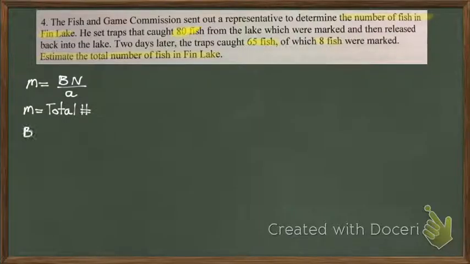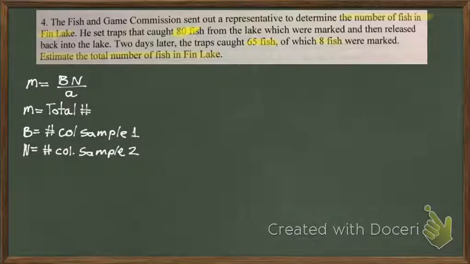B is equal to the number collected in sample 1. N is the number collected in sample 2. And A is the number in sample 2 that were previously marked from sample 1. So, marked number in sample 2.